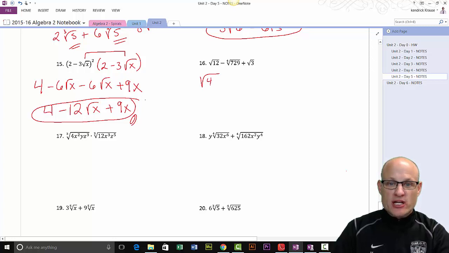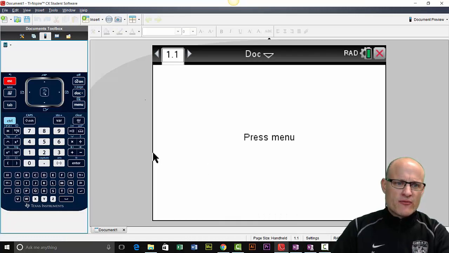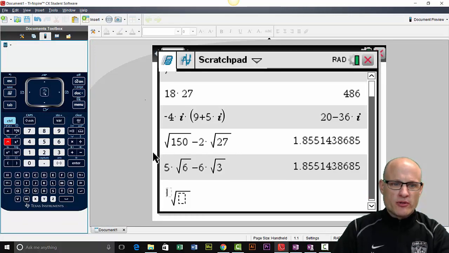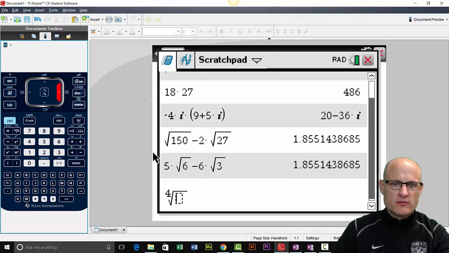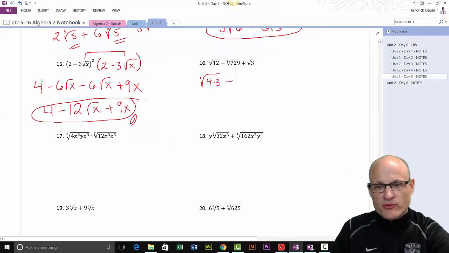What the heck? All right, let's check it out. The square root of 4 times 3 minus... I think 729 is a perfect fourth. I think it's a fourth. So let's try that. What the heck just happened? Go to calculator. Fourth root of 729. I was wrong.